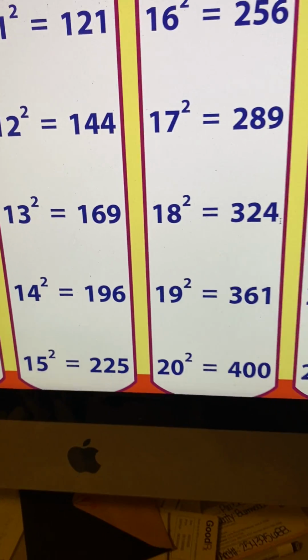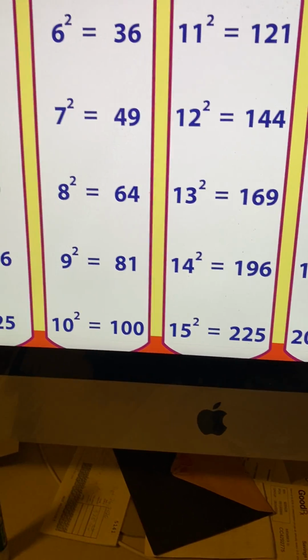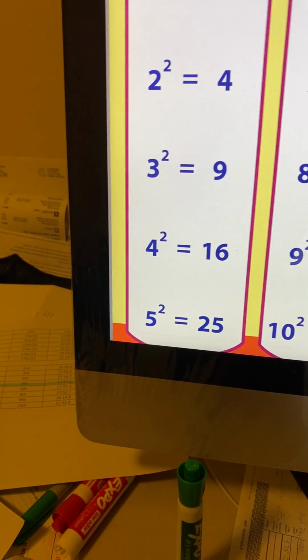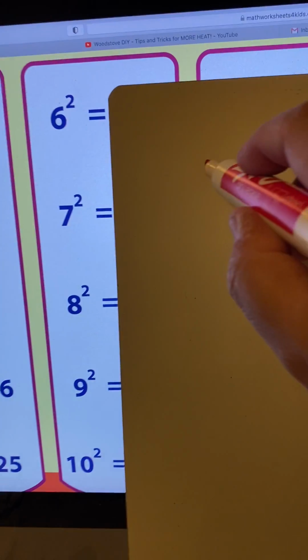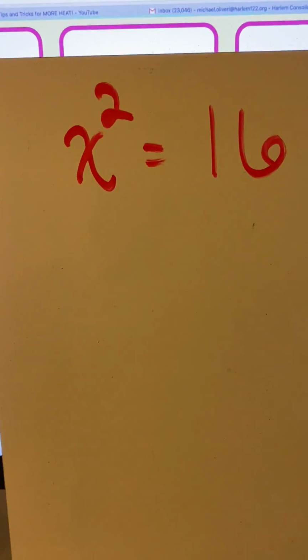Now, this chart goes all the way through 25, which will be incredibly beneficial when you do the test or any other problem where you're working with square roots. Now, the key to this is how do you find an equation answer when they write it? Let's just say an easy one like this. X squared is equal to 16.